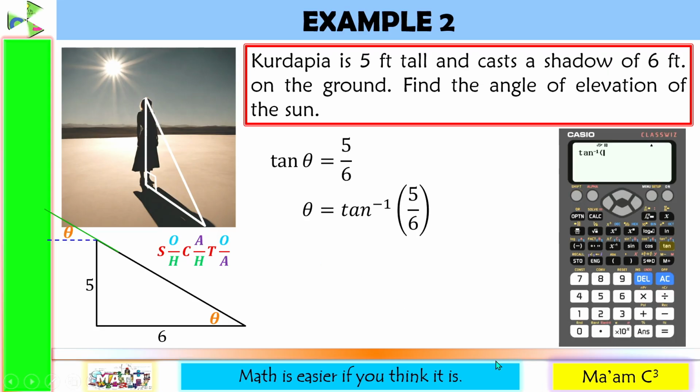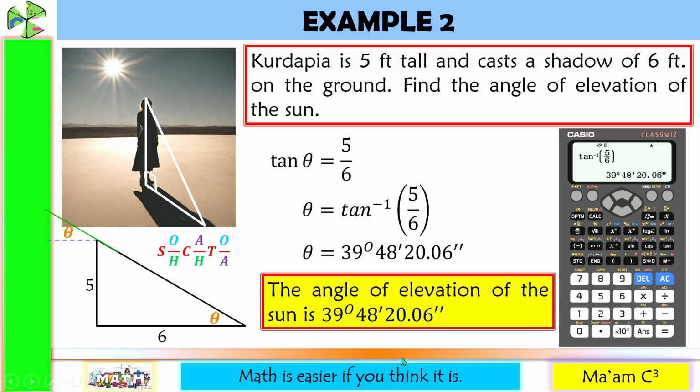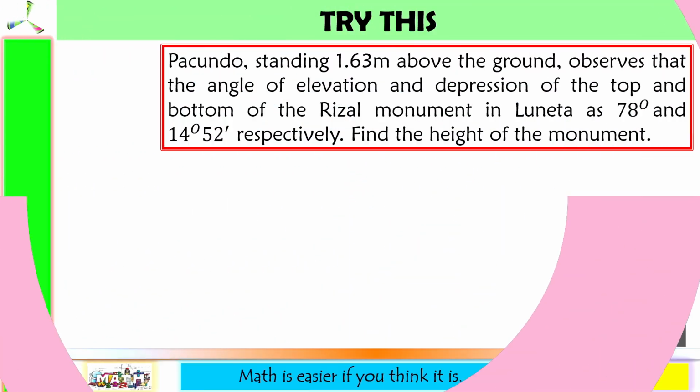Shift tangent of 5/6. And this is equal to, let us convert this to degrees, minutes, and seconds. 39 degrees, 48 minutes, 20.06 seconds. So it means the angle of elevation of the sun is 39 degrees, 48 minutes, 20.06 seconds. Let us try this.